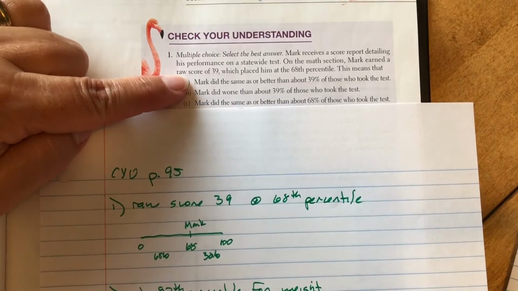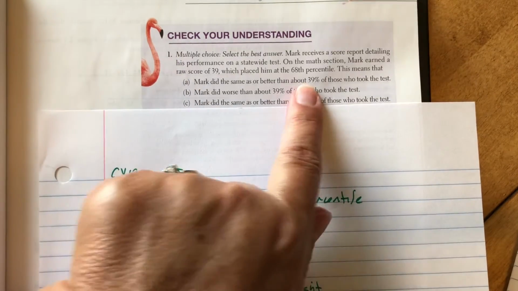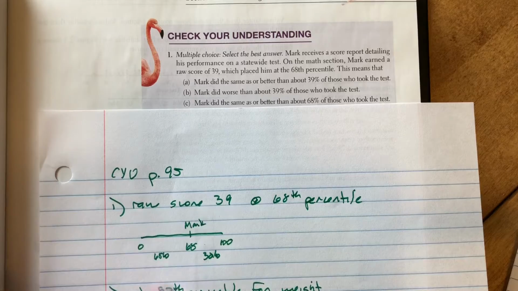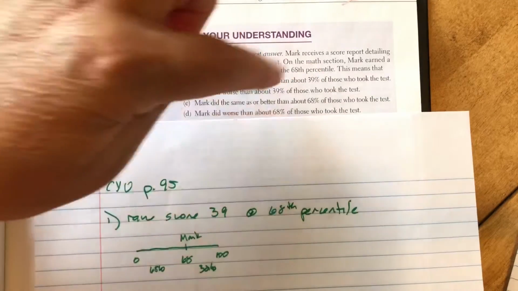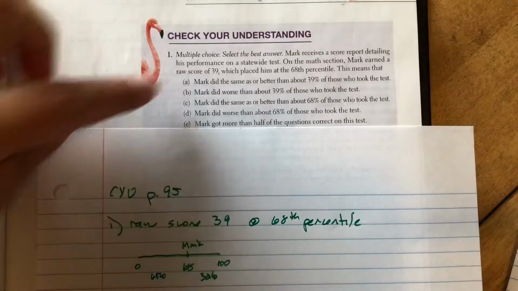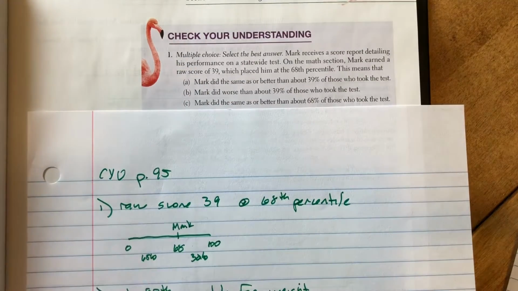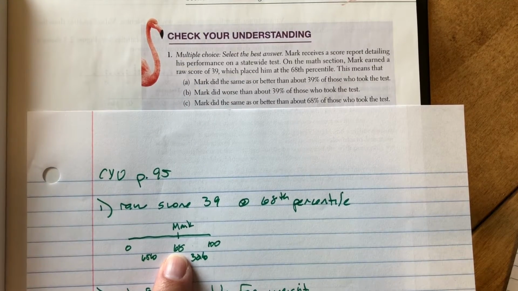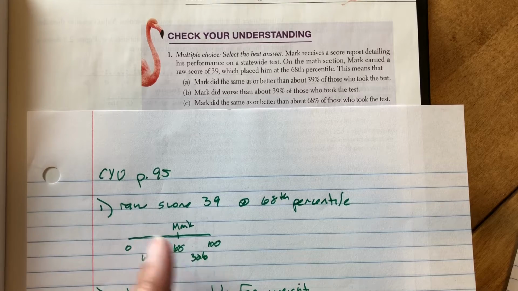So Mark did the same as or better than about 39%? No. 39 is the raw score. The raw score of 39 does not turn into 39%. So any mention of 39% is incorrect. So A and B are out. Mark did the same as or better than 68% of those who took the test. That makes sense because he did the same as or better than 68% of those who took the test.